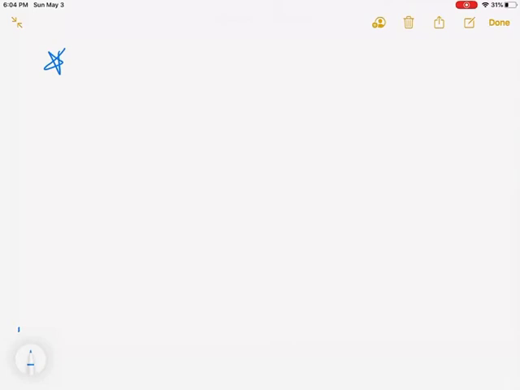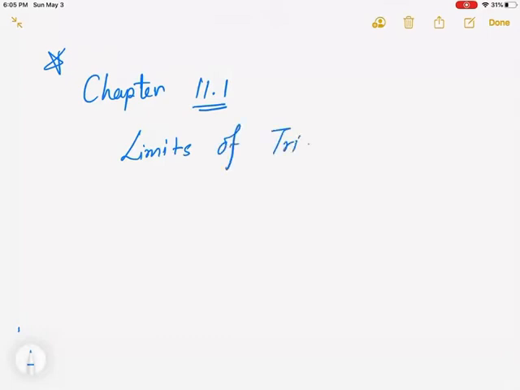So today we have our new chapter. It's chapter 11 and it's the first section. This section is about limits of trig functions. So how do we do that? Limits of trig functions.